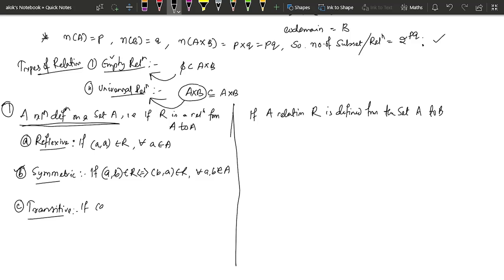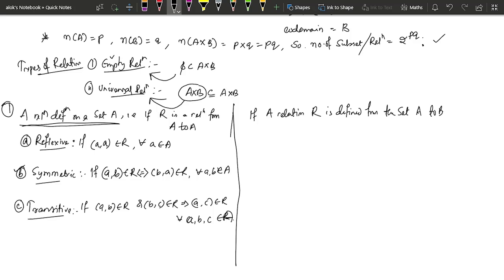Then what is transitive? If (a, b) belongs to R and (b, c) belongs to R implies (a, c) belongs to R, for all a, b and c belonging to A, then we say the relation is transitive.